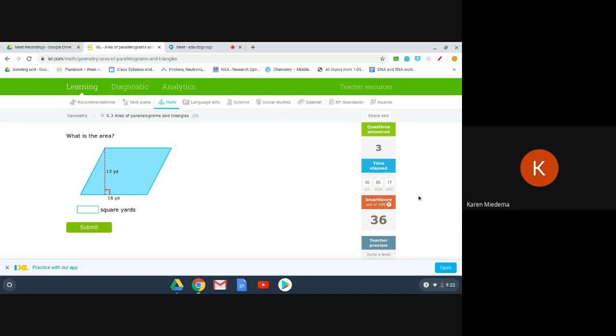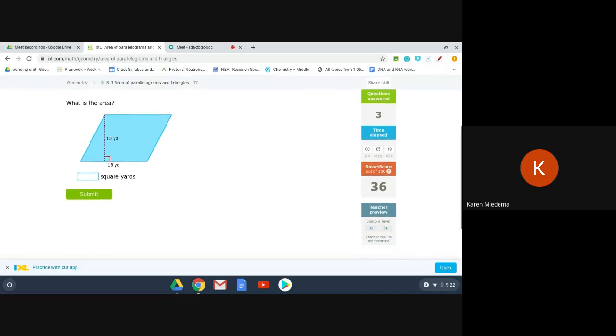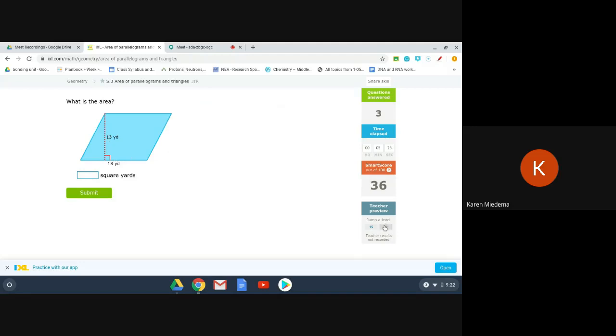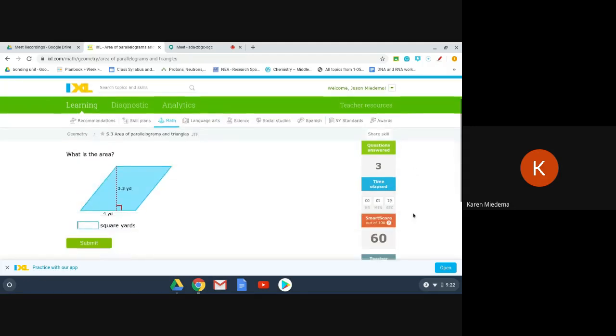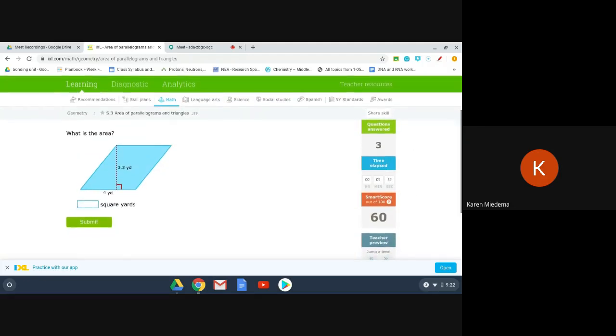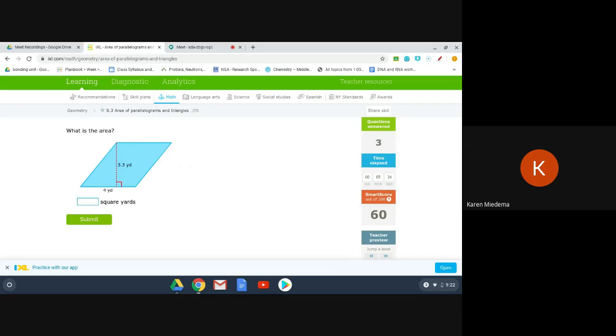Okay, there's another parallelogram. Again, that one's area equals base times height. It's 18 times 13. I'm going to jump a level since we did one like that. Okay, this one here, very similar. It's just that it has some decimals. Again, it's not a triangle, it's a parallelogram.